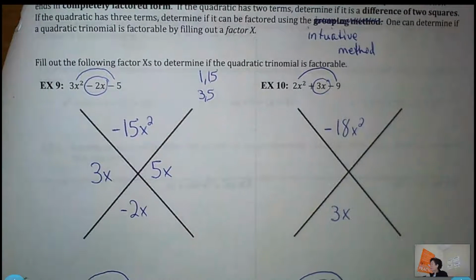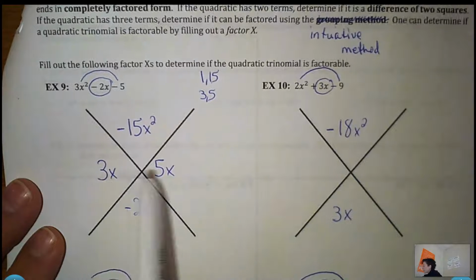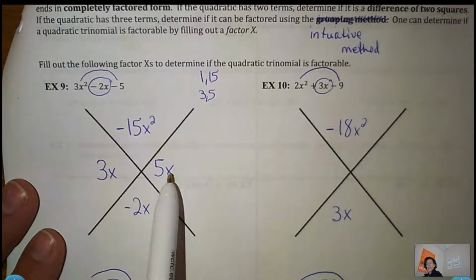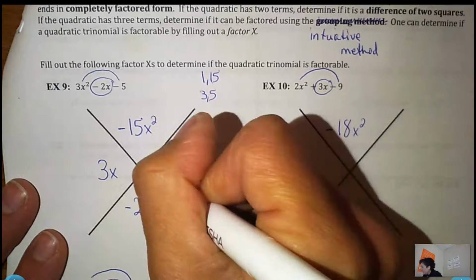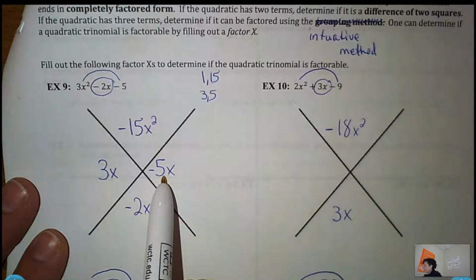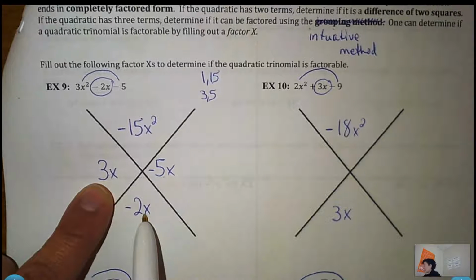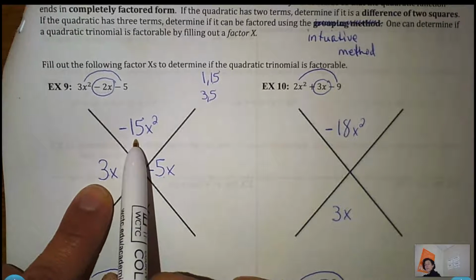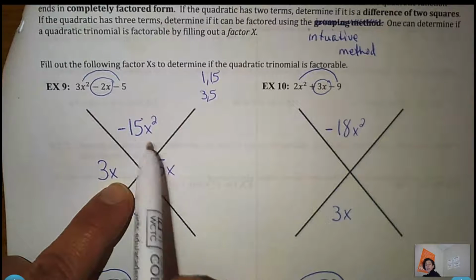The reason why we're doing this is when I add these, I should get this term, and when I multiply them, I should get this term. Right now when I add these, I get 8x. So what I'll have to do is turn the 5 into a negative. So 3x and negative 5x, combining like terms, is negative 2x, and when you multiply these, the 3 and the negative 5 give you negative 15, and the x and x make the x squared.